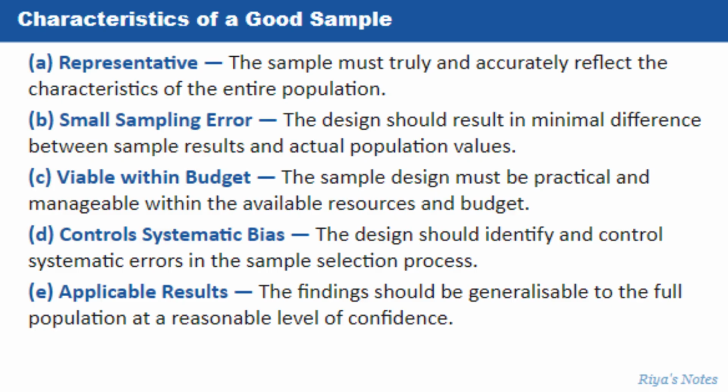D. Controls systematic bias. The design should identify and control systematic errors in the sample selection process. E. Applicable results. The findings should be generalizable to the full population at a reasonable level of confidence.